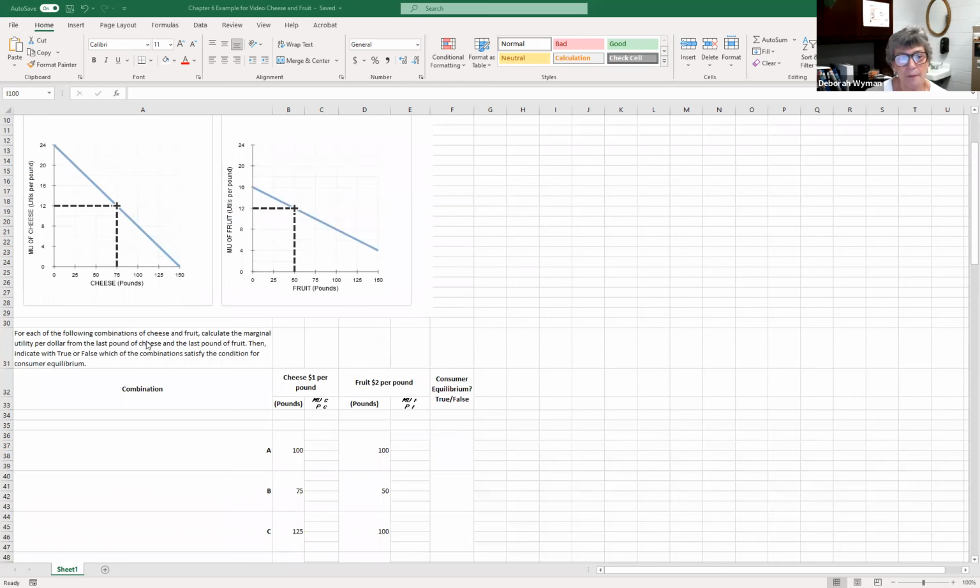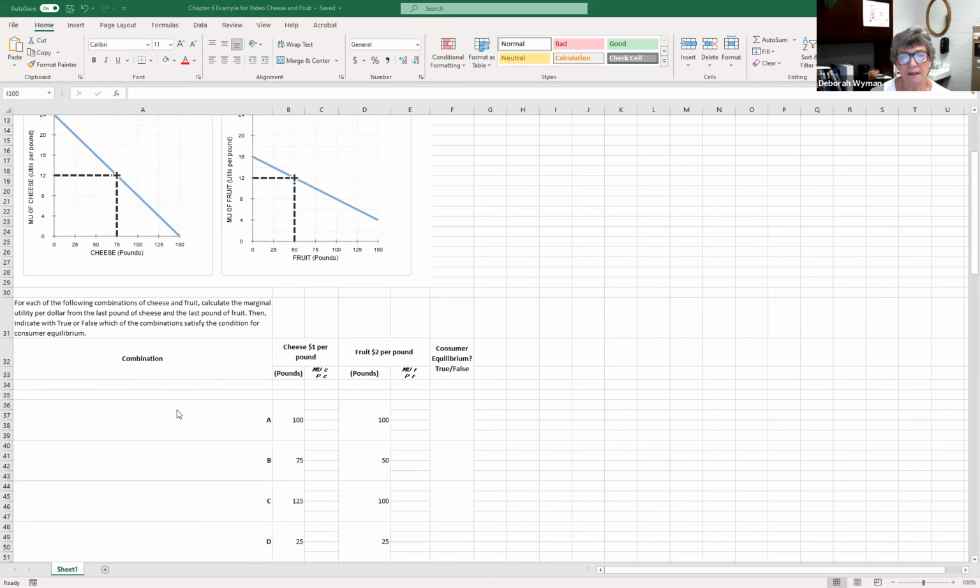Okay, so now let's look at the problem. For each of the following combinations of cheese and fruit, calculate the marginal utility per dollar from the last pound of cheese and the last pound of fruit. Then indicate with true or false which of the combinations satisfy the condition for consumer equilibrium. Okay, so there's two parts to this question. Calculate the marginal utility per dollar from the last pound of cheese and the last pound of fruit. Okay, so let's do that first. So this combination, it's just A, B, C, and D. It's just a way to identify these combinations of 100, 100, 75, 50, etc.